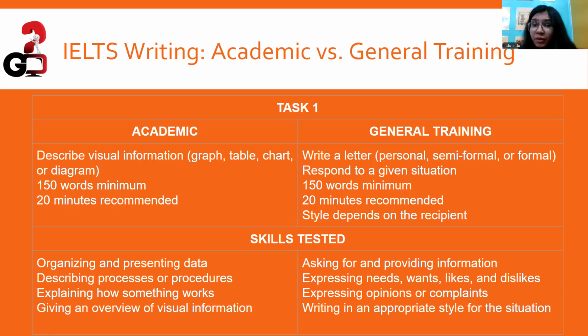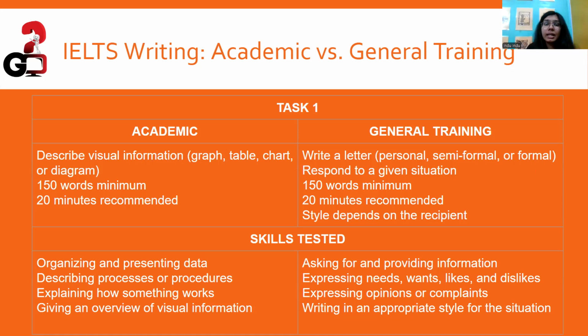However, the general training task 1 is quite different. You will write a letter in response to a given situation. It could be a personal, semi-formal, or formal one, depending on the context. You still need to write at least 150 words in about 20 minutes. But the style will vary based on who you're writing to, who your recipient is.